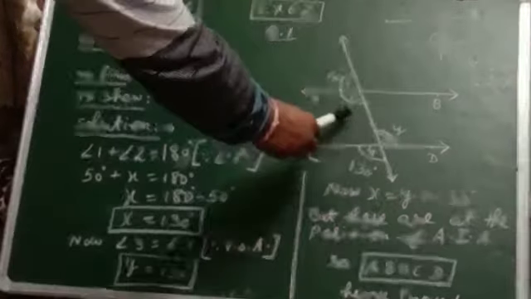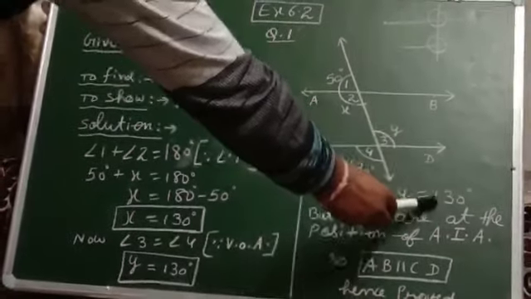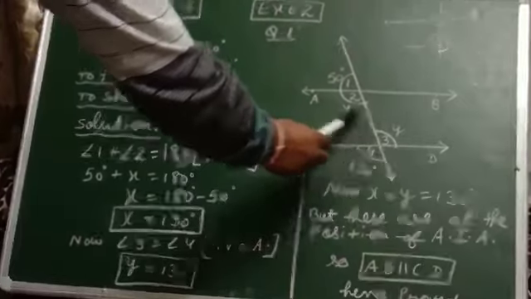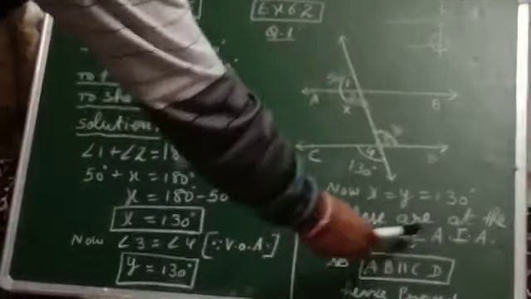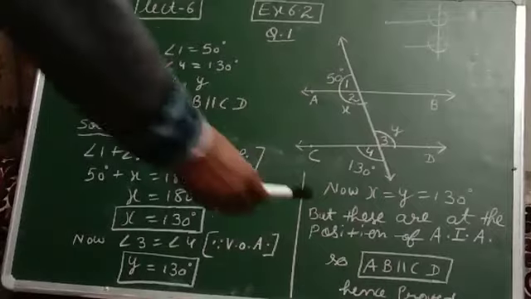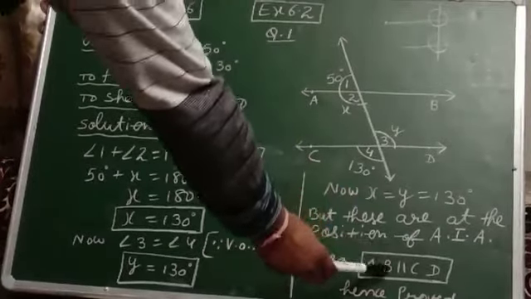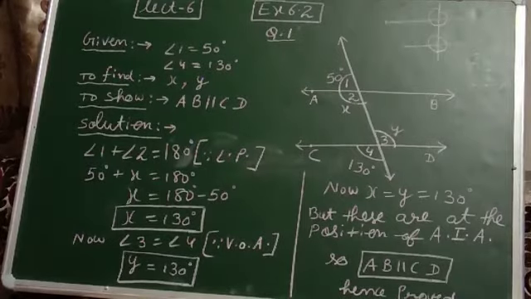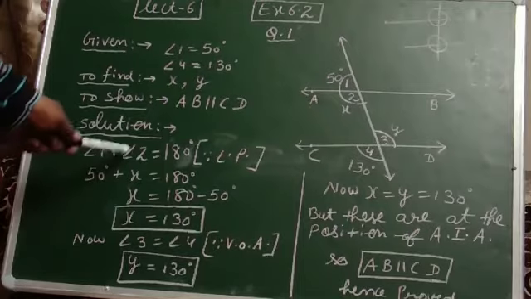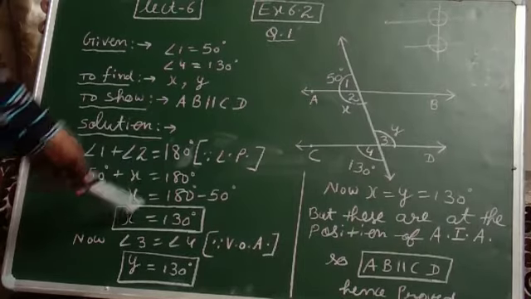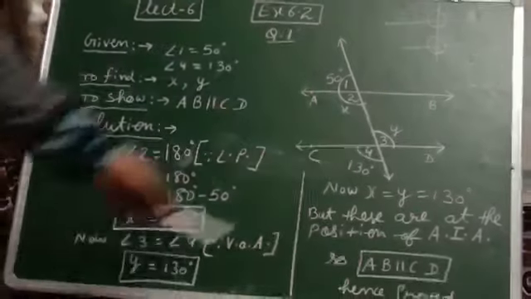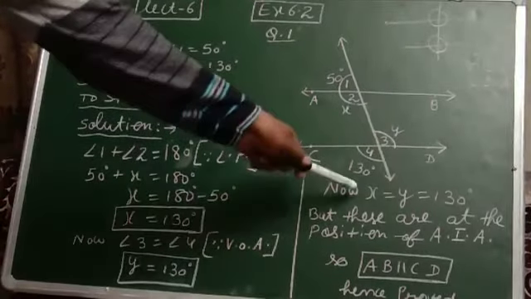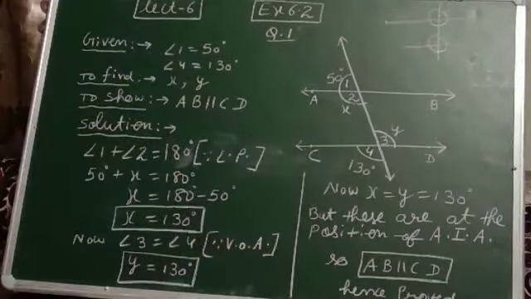So you can see that the value of this angle and this angle y is 130. If you check, you can say that these are at the position of alternate interior angles. So if alternate interior angles are equal, then we can say lines are parallel. So again, we found the value of angle 1 as 50, angle 2 as x, meaning we can find the value of x by linear pair. Then we can find the value of y by vertically opposite angles, but these two are equal, they are at the position of alternate interior angles, so we can say that the lines are parallel.